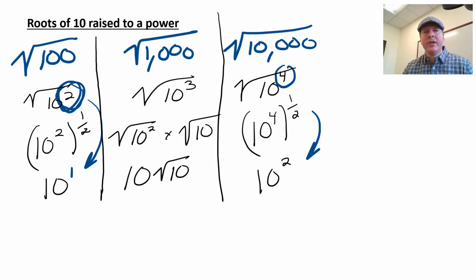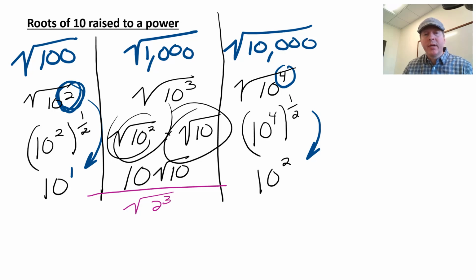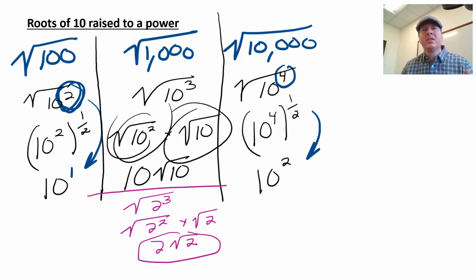So if you have the square root of 10 raised to an odd power, an odd exponent, you can simply rewrite this as the square root of 10 raised to an even exponent, in this case 2, times the square root of 10. And that's true of anything raised to an odd power, any positive number raised to an odd power. If I saw the square root of 2 cubed, I could rewrite that as the square root of 2 squared times the square root of 2. That is simply 2 times the square root of 2. So something to be aware of: if you see the square root of a number raised to an exponent that is odd, a power that is odd.